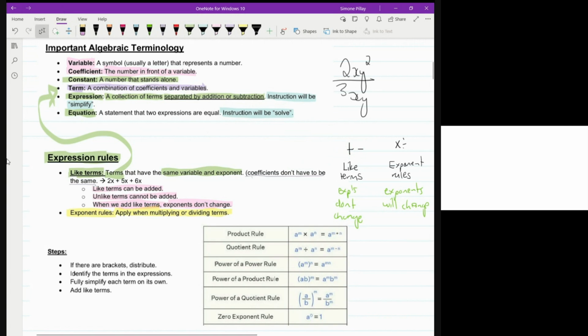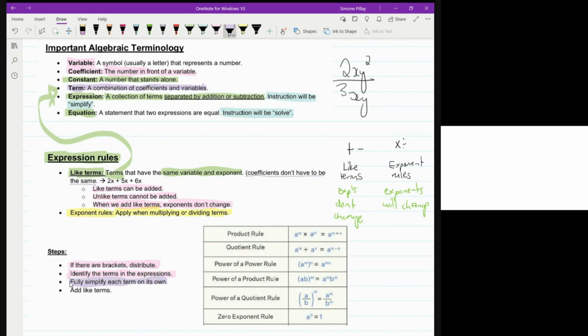There are also specific rules that we are going to apply when we have our expressions. So the first thing you always want to do is, if there are brackets, you want to distribute. So you don't want to keep those brackets. Always distribute so that you remove your brackets. The next thing you want to do is identify the terms in your expression. So once you've removed your brackets, you should get a whole bunch of different terms in your expression. And what you should do is, if you can, fully simplify each term on its own.